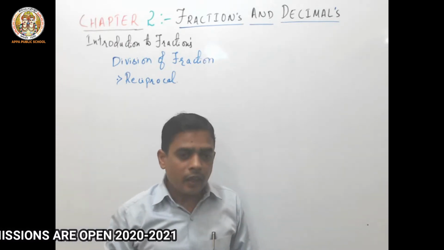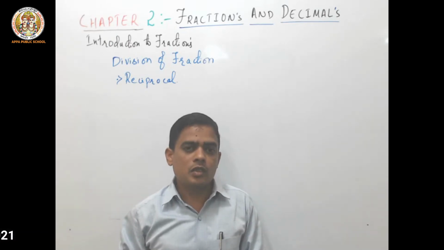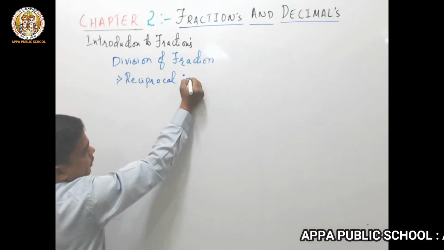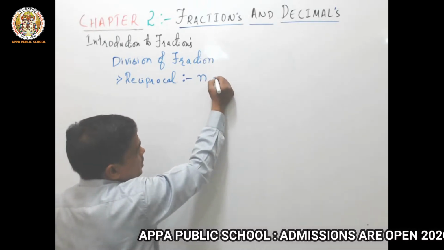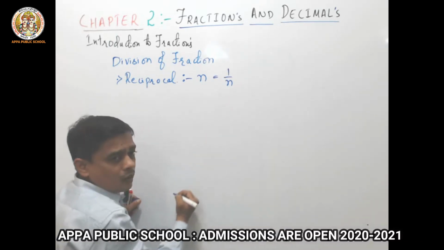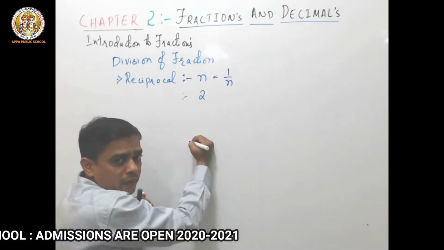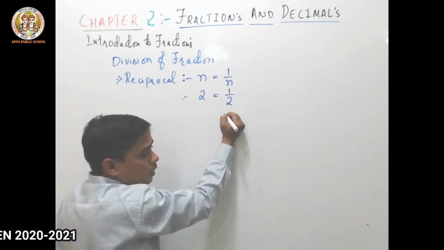If you are dividing any fraction or any number, in the case of fractions you have to take a reciprocal. Suppose you have the number n, you can take any number. Its reciprocal will be 1 by n. Example, if I am taking 2 and you want to divide by it, you have to take its reciprocal as 1 by 2.